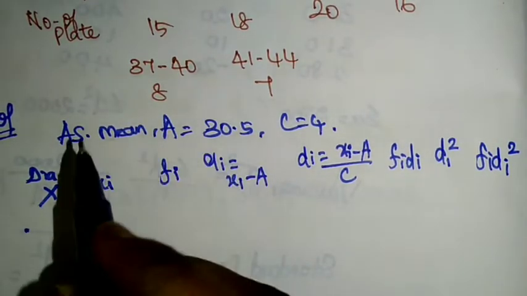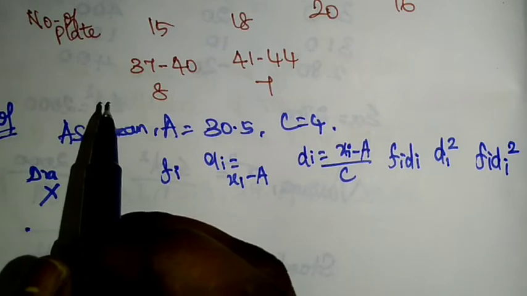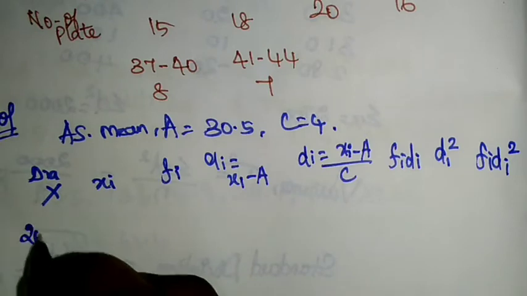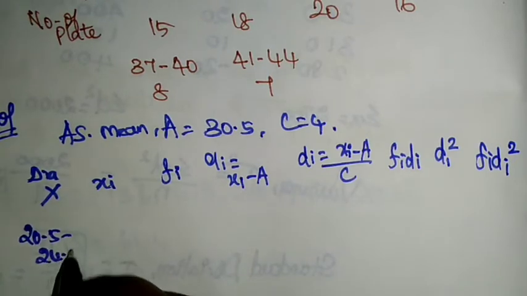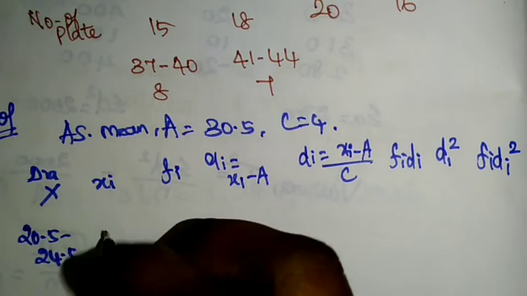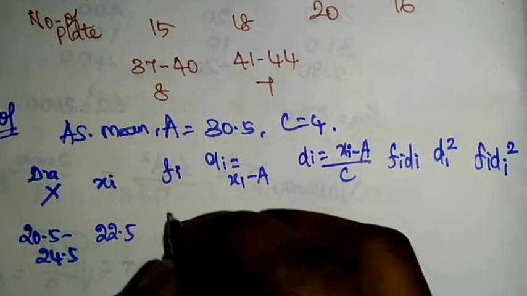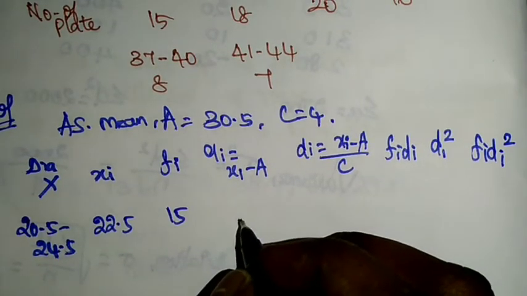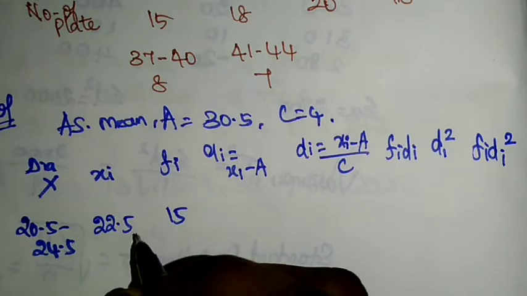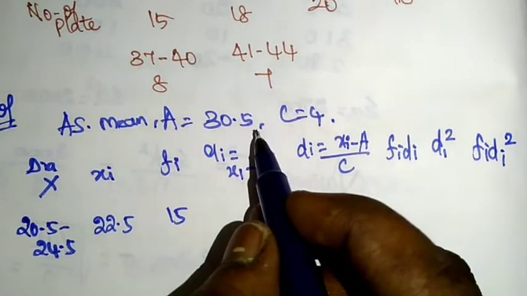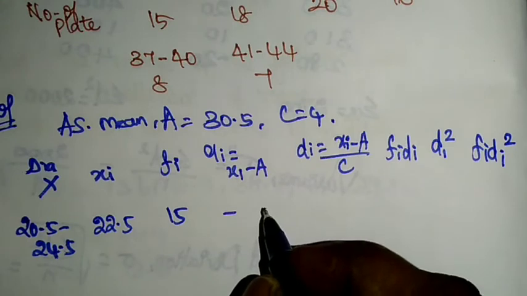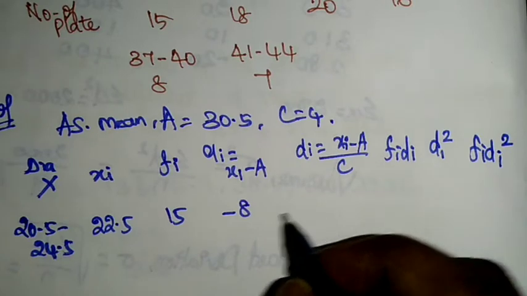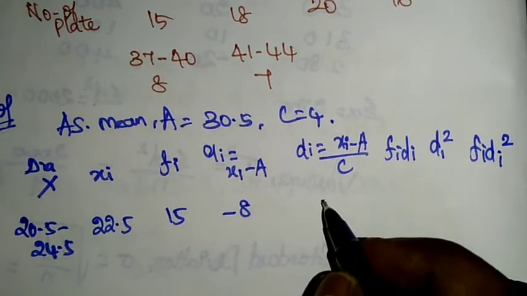For easy conception we can write 21 as 20.5 and 24 as 24.5. So 20.5 to 24.5, its middle value is 22.5 and here fi is 15 plates. So di is equal to xi minus a, xi is 22.5 and a is 30.5. So 22.5 minus 30.5 we get minus 8. Okay, so minus 8 divided by 4 is minus 2.